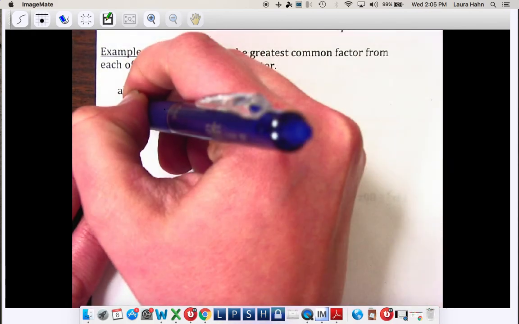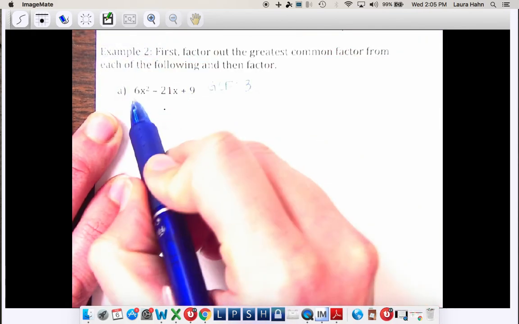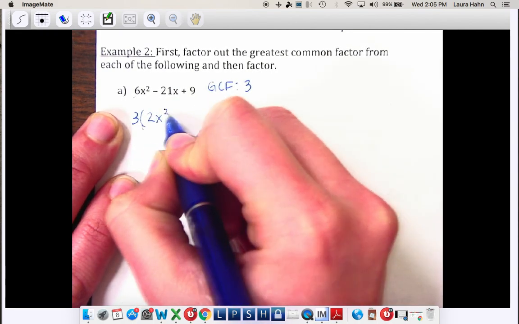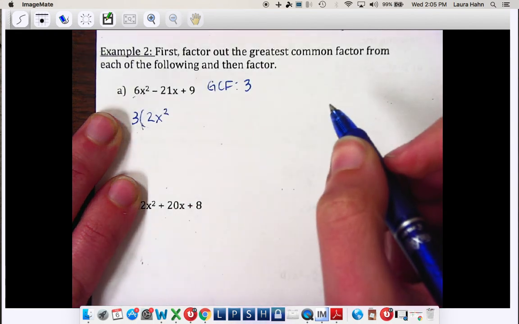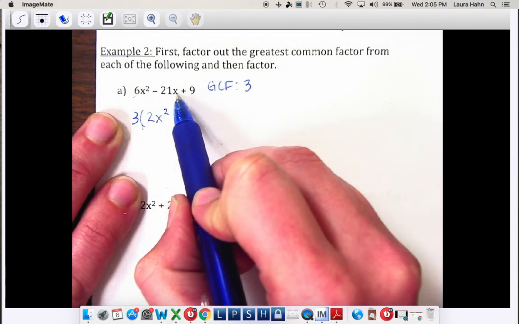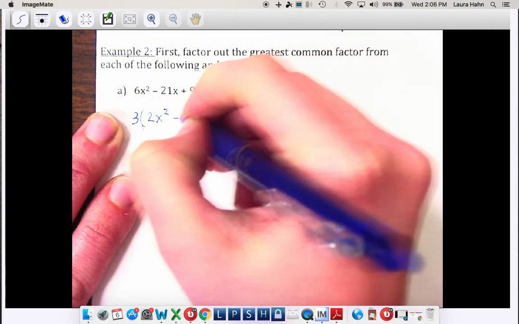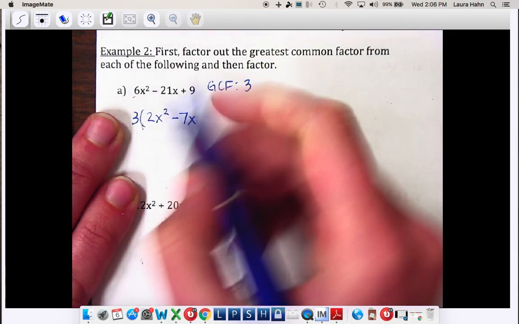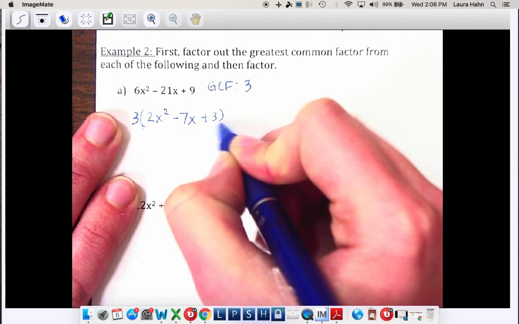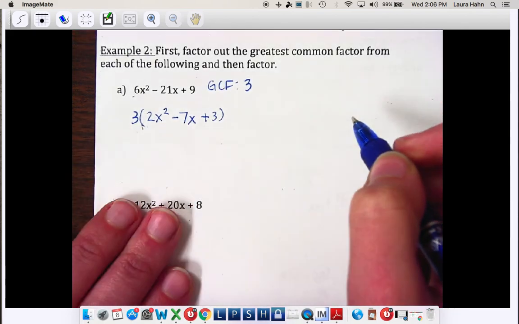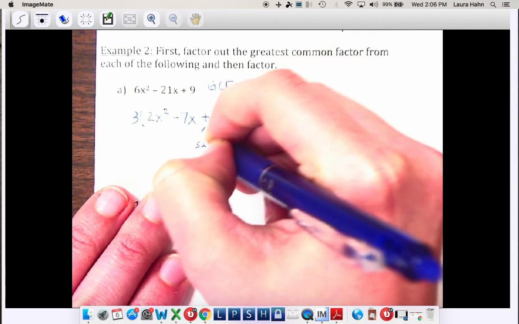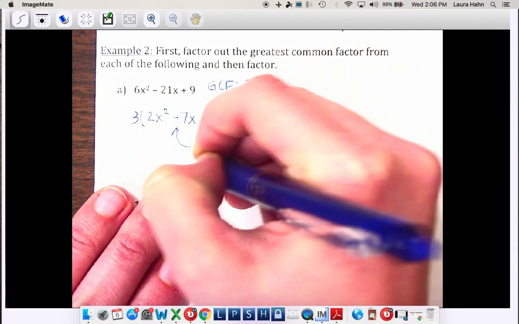So let's go ahead and take 3 out. I'm trying to get to 6x squared, so I know 3 times 2x squared would give me 6x squared. Now I'm trying to get to negative 21x, so 3 times negative 7x. And then finally 3 times a positive 3 will give me that 9. Okay, I know my signs are going to be the same, and they're both going to be minus signs.